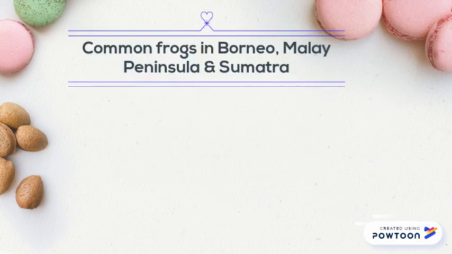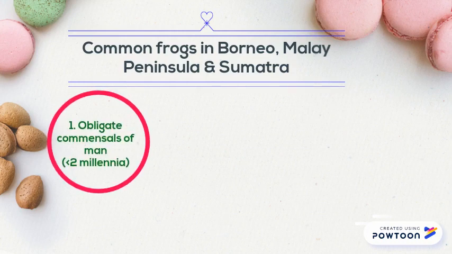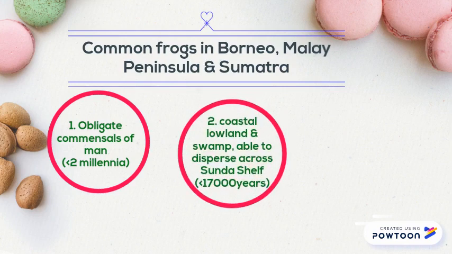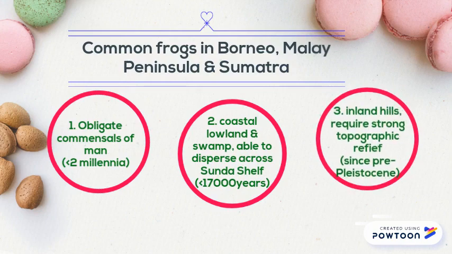The frog species common to Borneo, the Malay Peninsula and Sumatra are divided into three groups. The first group is the obligate commensals of man, in which the insular populations were separated in less than 2 millennia. The second group is the species largely confined to the coastal lowland and swamp. They are able to disperse across the flatland of Sundaland, and the insular populations were separated in less than 17,000 years. The last group is the species distributed in inland hills. Some of them require strong topographic relief for successful reproduction, and the populations have been separated since pre-Pleistocene time.